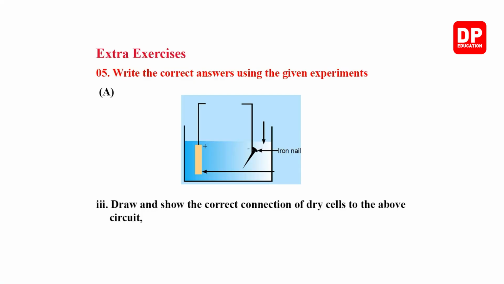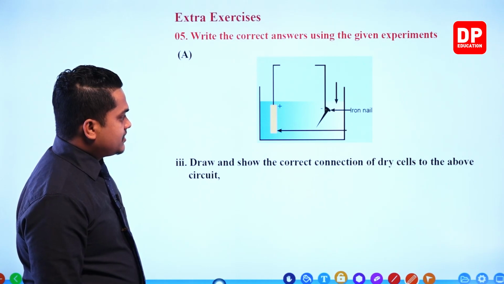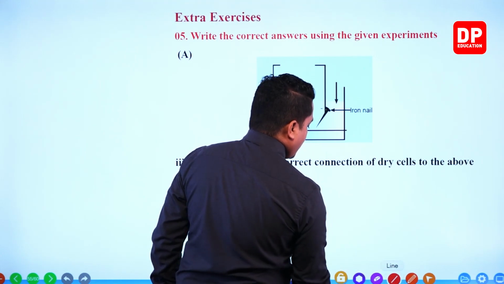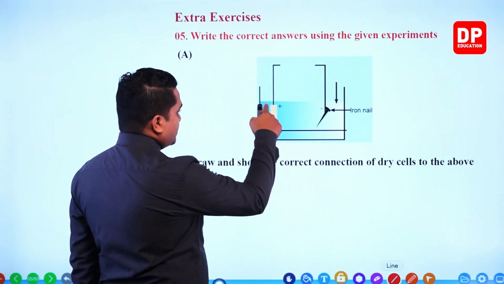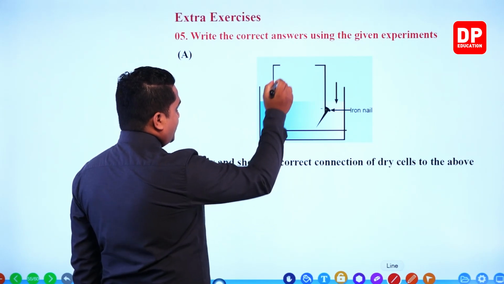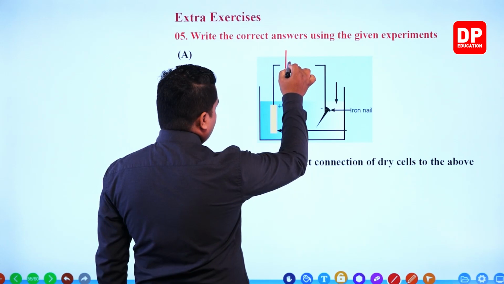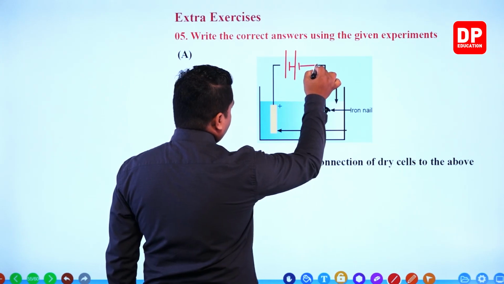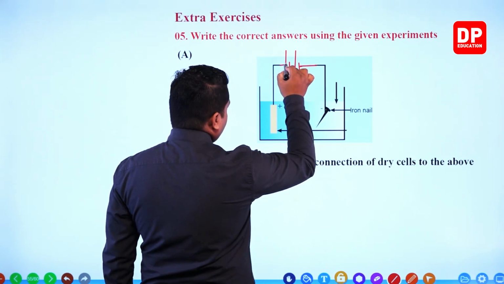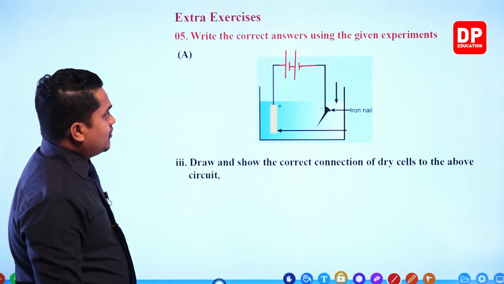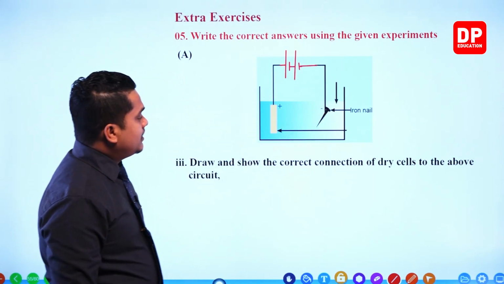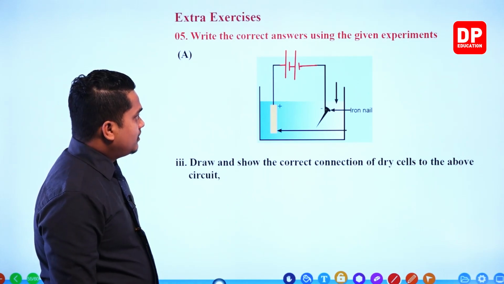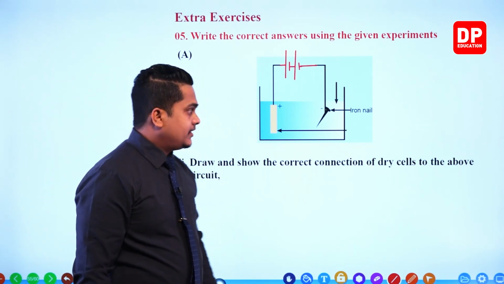Next one. Draw and show the correct connection of dry cells to the above circuit. So you have to show the connection of dry cells. So we'll draw those. This is the positive terminal, as it is mentioned over here also. So positive is the longer terminal, my dear children. Shorter one, again longer one, a shorter one. Right. So this is the proper connection. Always the negative terminal should be at the negative terminal. We need to connect the negative terminal to the object and positive terminal to the metal plate, right?